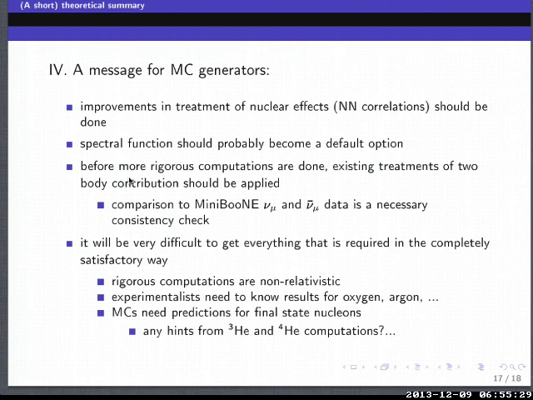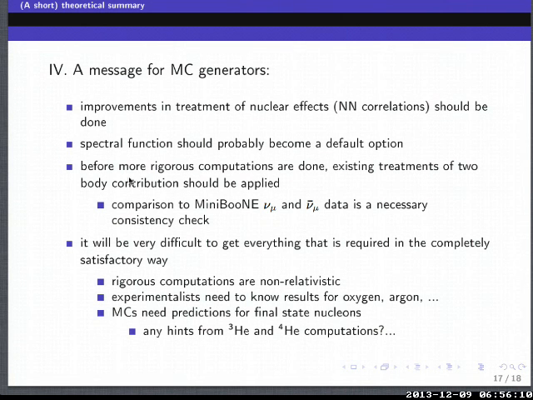And then I have a feeling these better computations are arriving, but we'll never be fully satisfied, okay? Because first, those computations are non-relativistic, so there is some obvious limitation in terms of neutrino energy, probably. Then experimentalists need, carbon is great, but then there is a demand for oxygen, argon, iron, etc., and I think it is unthinkable to have them.